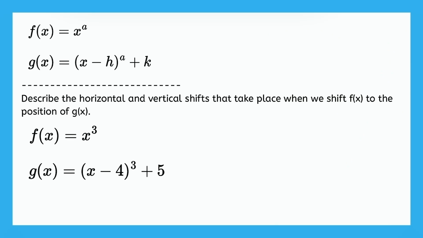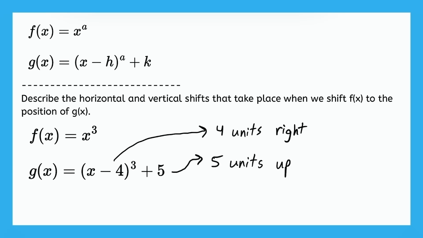So they say describe the horizontal and vertical shifts that take place when we shift f of x to the position of g of x. So this is actually quite a bit faster. We just need to know, what does -4 tell us about the horizontal movement, and what does +5 tell us about the vertical movement. So as we've discussed, this -4 counterintuitively indicates that the graph will move 4 units to the right, and the +k part, the +5, just as we would intuitively expect, tells us to move 5 units up.